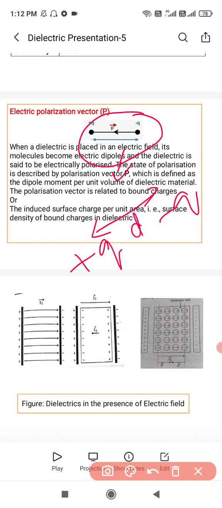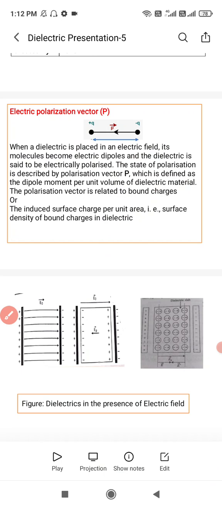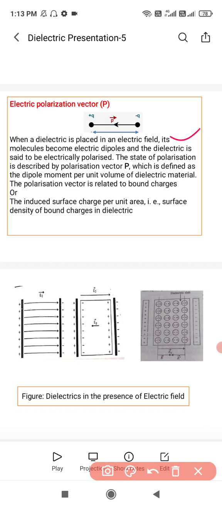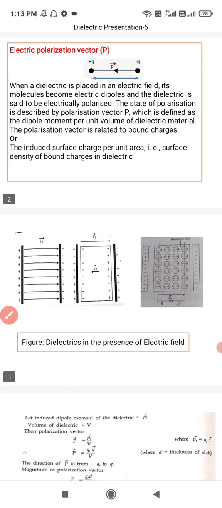It is known as a dielectric dipole, which is formed after the application of the electric field in the case of dielectrics. What happens? Now we see that when a dielectric is placed in an electric field, its molecules become electric dipoles. Its molecules become what? Electric dipoles, and this dielectric is said to be electrically polarized.